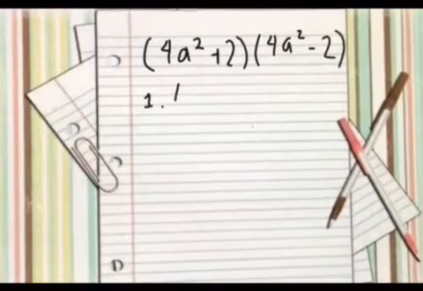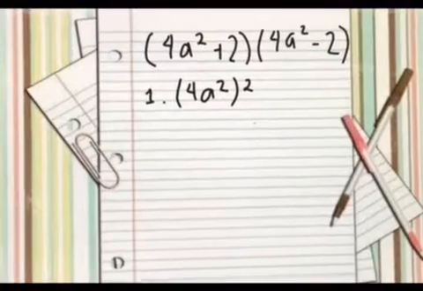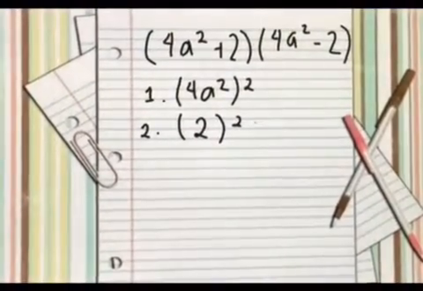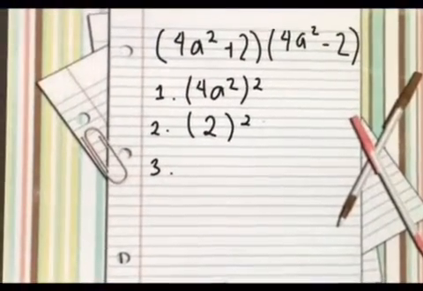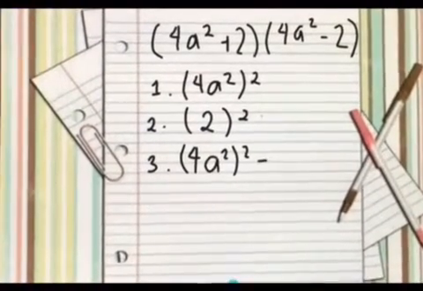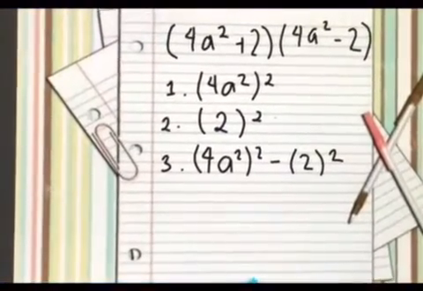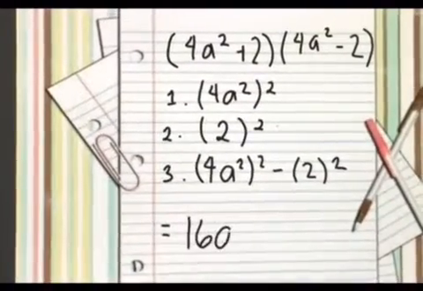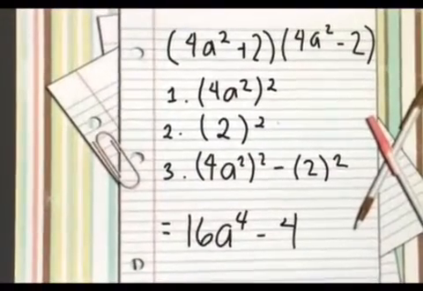First, square the first term. It then becomes quantity 4a raised to the second power squared. Second, square the second term. It then becomes quantity 2 squared. Third, take their difference. It then becomes quantity 4a raised to the second power squared minus quantity 2 squared. The final answer then is 16a raised to the fourth power minus 4.